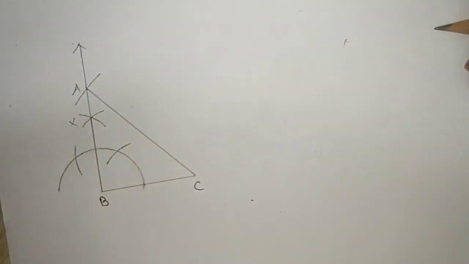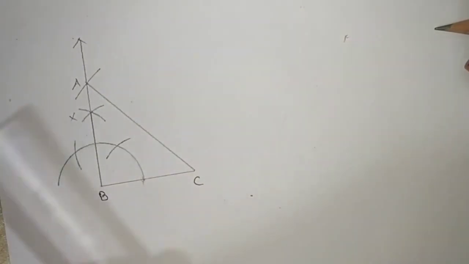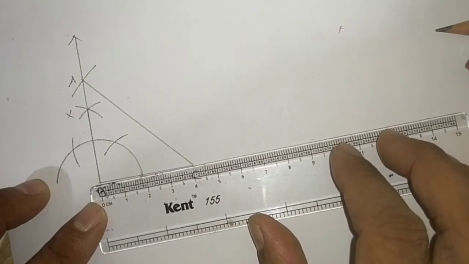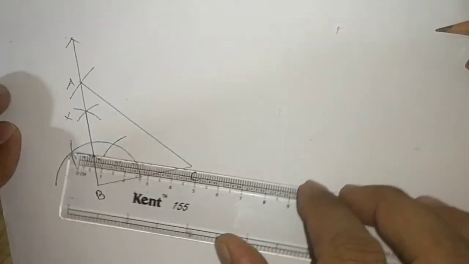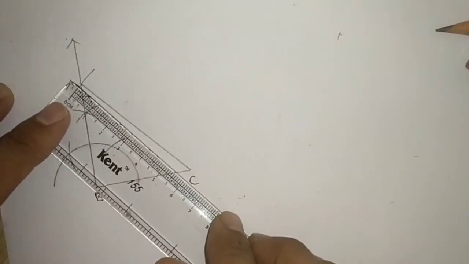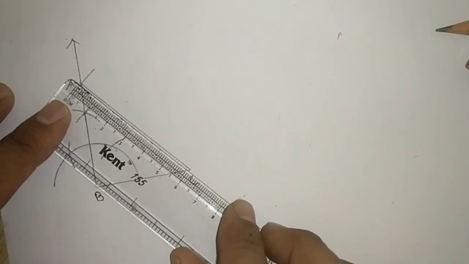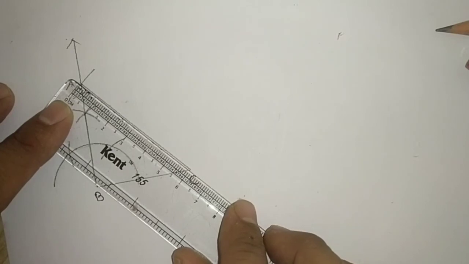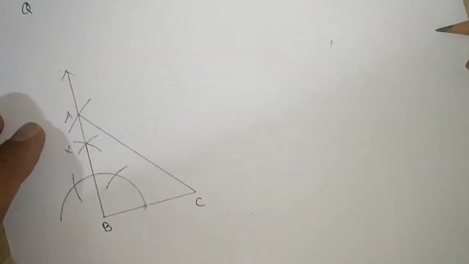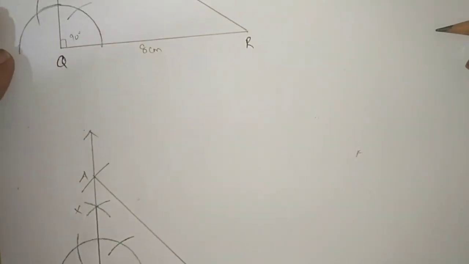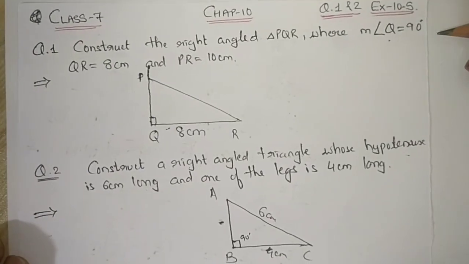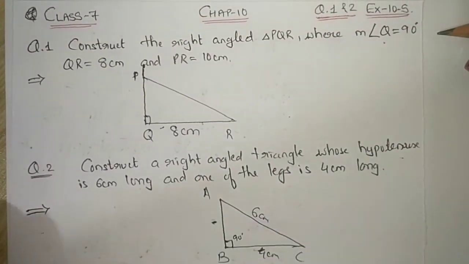So this is our construction. Let us see if we have drawn perfectly. This is our 4 centimeter. With protractor we have already measured 90 degree. Now let us see if this is our 6 centimeter. Yes, you can see it clearly, it is 6 centimeter. So this is how you can construct question number 2, and question number 1 also by a similar method.